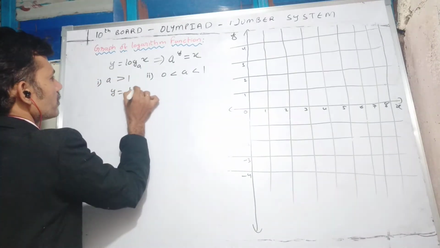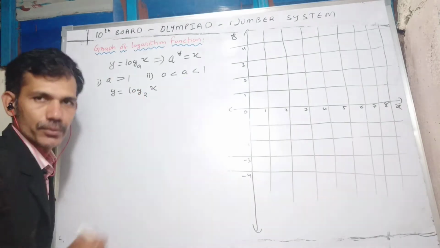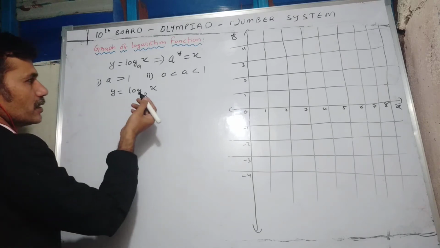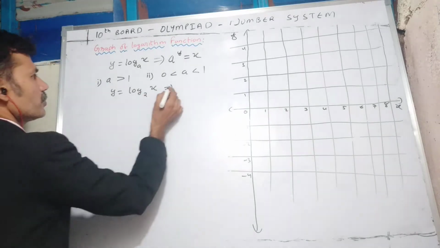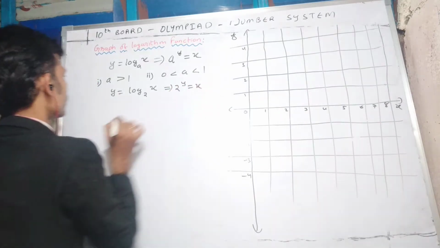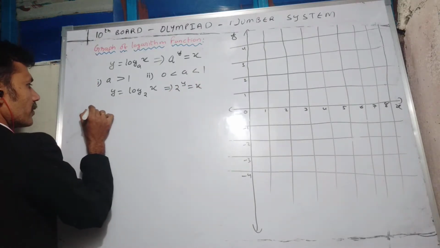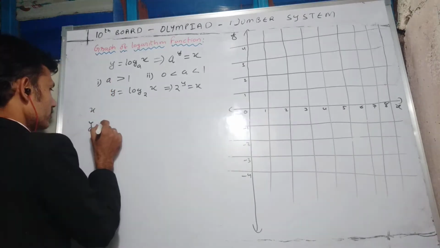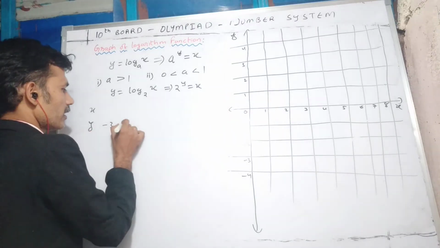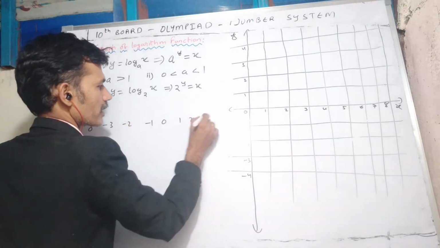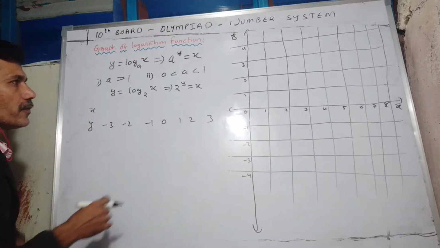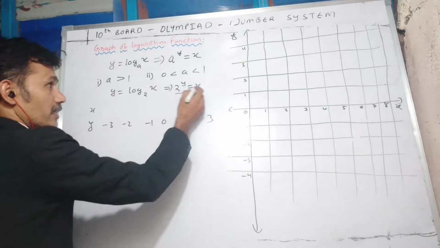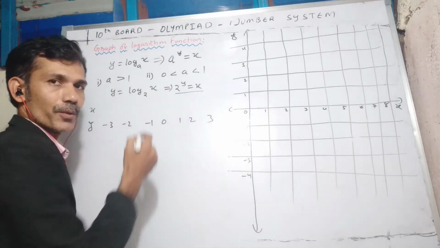y equal to log x base 2, I'll take the a value as 2. Now how do I draw the graph? This can also be taken as x equals 2 power y. Now I'll draw the graph for x and y. Here y values are real numbers, no? You can take any integers, negative we can take, even positive also you can take.